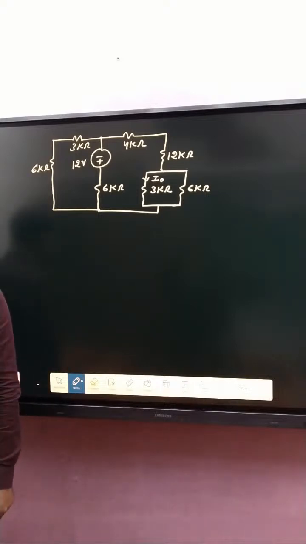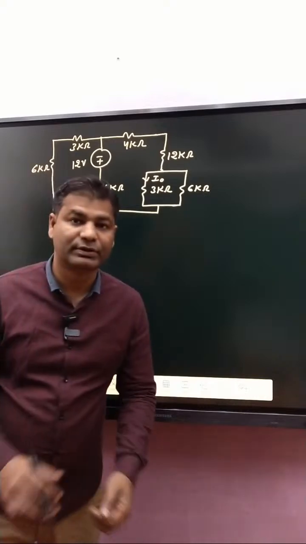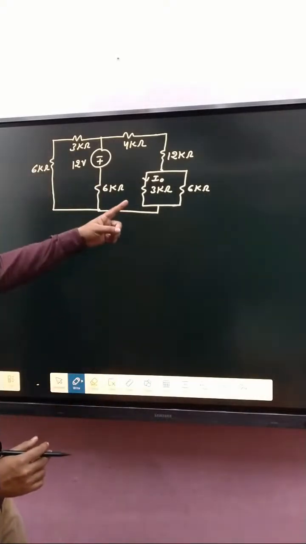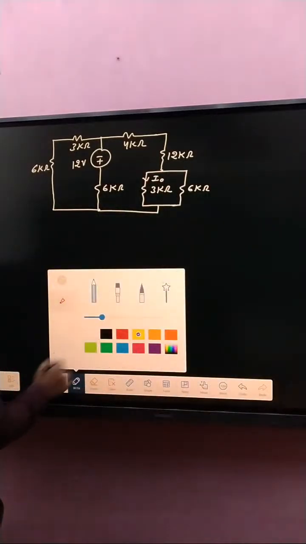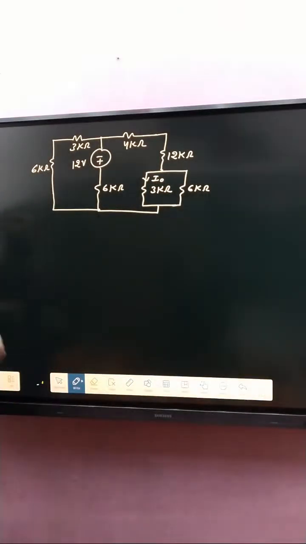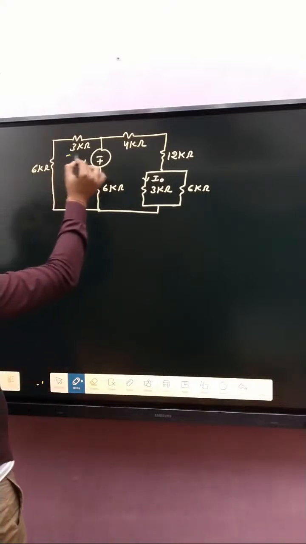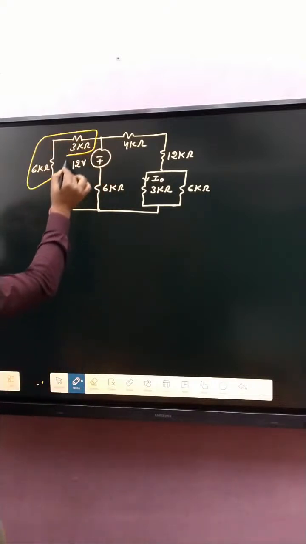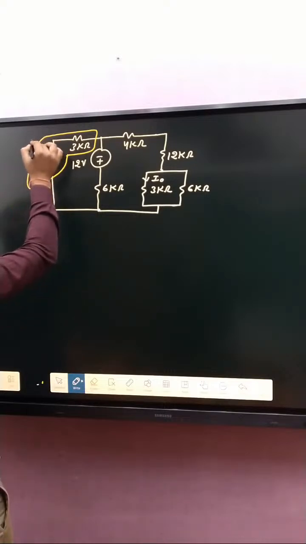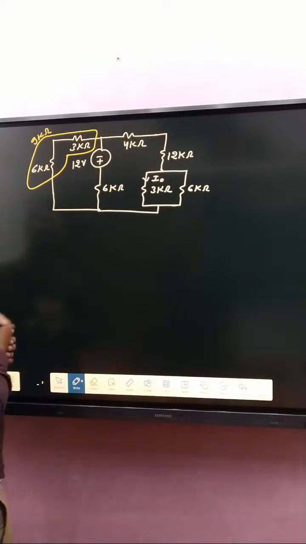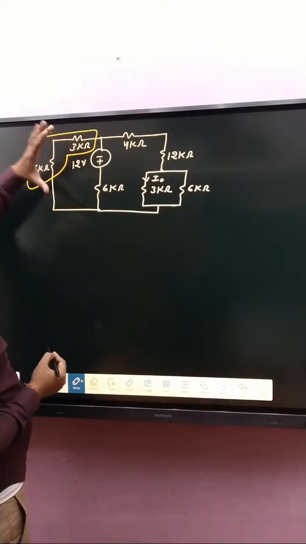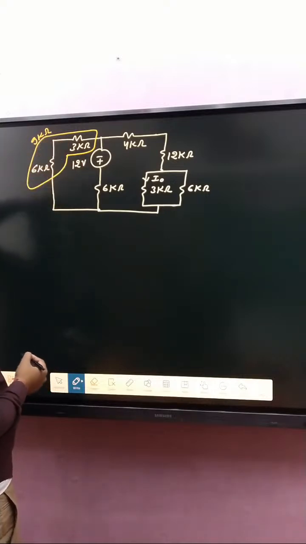Our motto is to determine I naught. So how can we determine I naught? If you see very carefully, these two are in series. So how much? 9 kilo, simply written 9 kilo ohm. That 9 kilo ohm is parallel to that one, that is 12, and here 6.